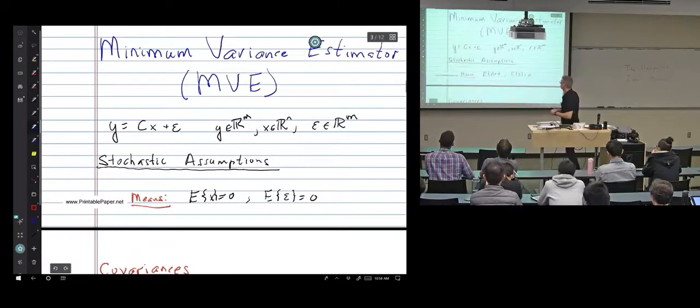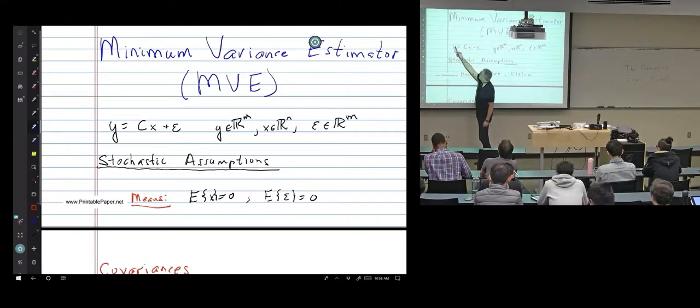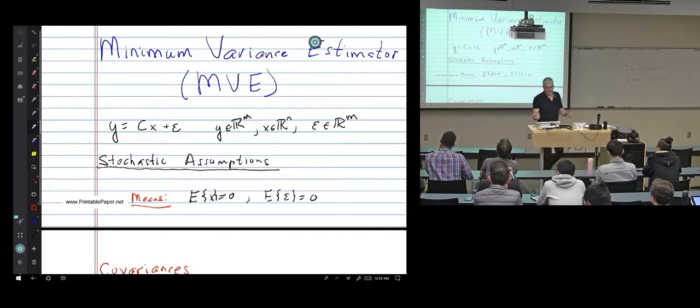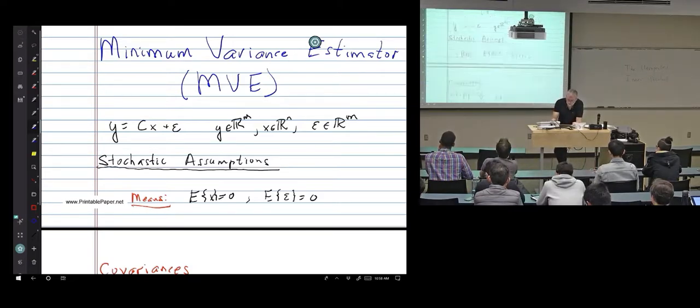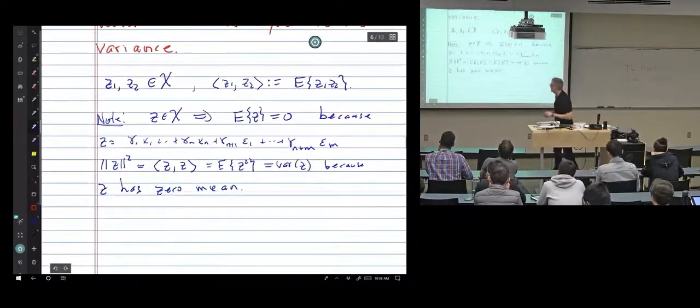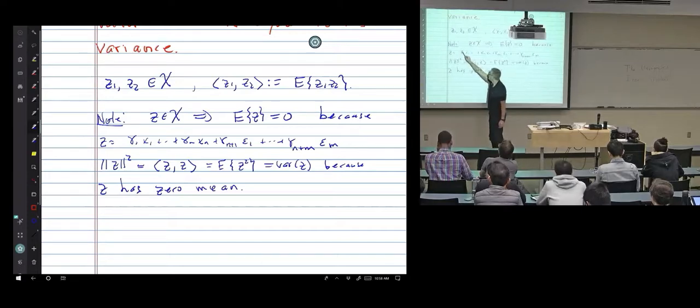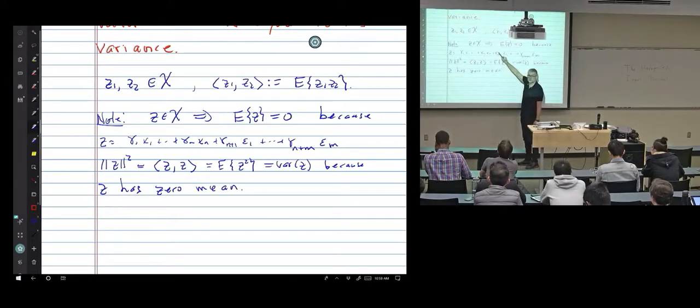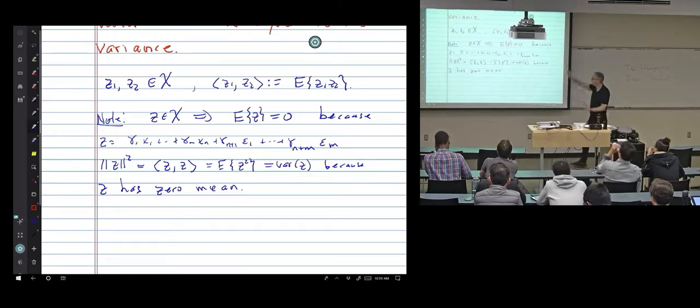And my measurements, each component of y is just a linear combination of the x's and the epsilons. Okay? Each component of y, when I write that out, looks like a row of C multiplying the x's plus one of the epsilon i's. That's the ith component of y. So y is just linear combinations of my random variables. So with y, I can generate a subspace.